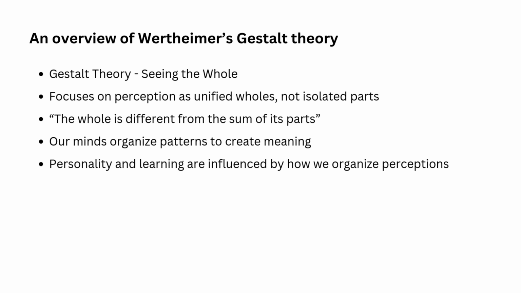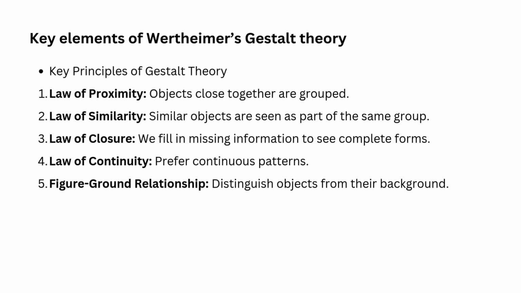Now let us look into the key elements or the core principles of Gestalt's theory, which helps us understand how we perceive and make sense of the world. Starting with point number 1, the law of proximity. This principle suggests that objects close to each other are perceived as a group. For example, in a classroom, students sitting in close clusters are often seen as working together, even if they are not. This grouping can shape how we perceive relationships and roles within social settings.